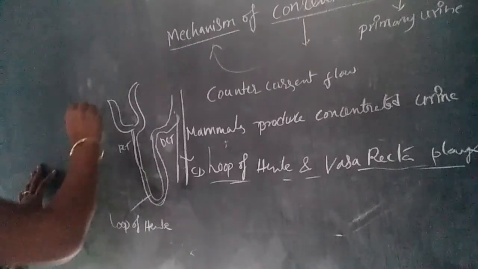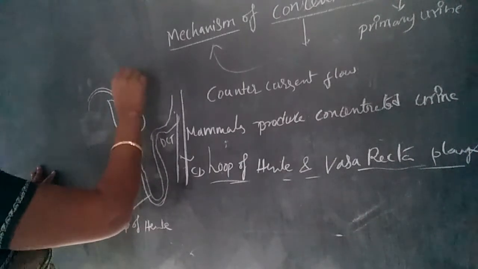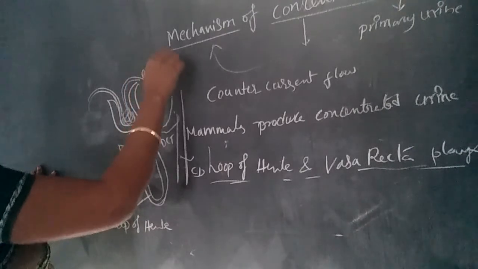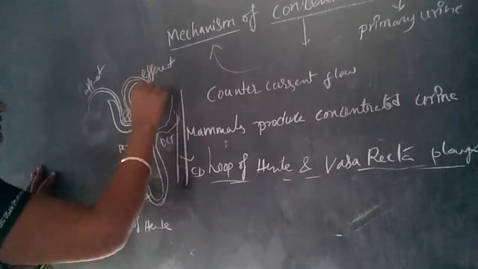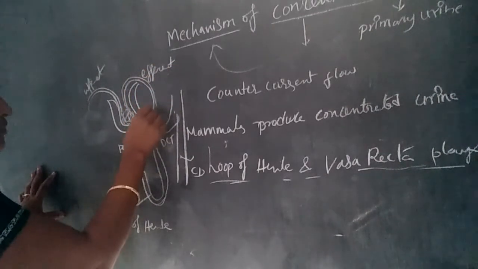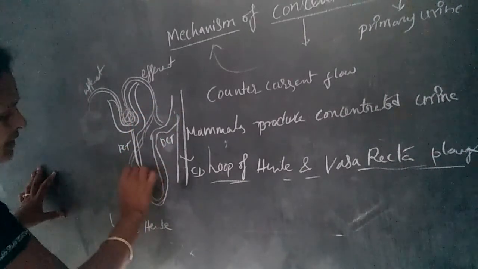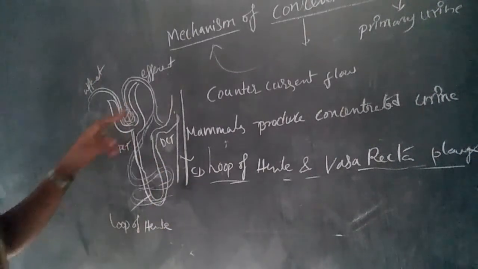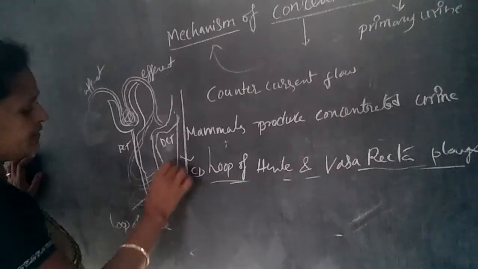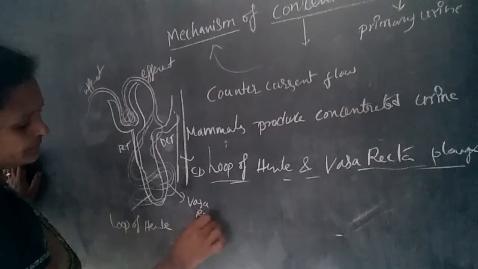First of all, the afferent blood vessel enters the inner surface of the Bowman's capsule, then forms the glomerulus, then goes out as the efferent arteriole. The efferent arteriole divides into fine branches. These fine branches surround the loop of Henle. This is also called the vasa recta.